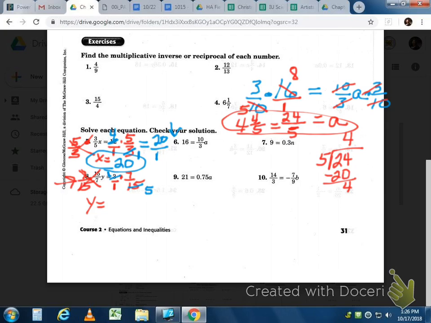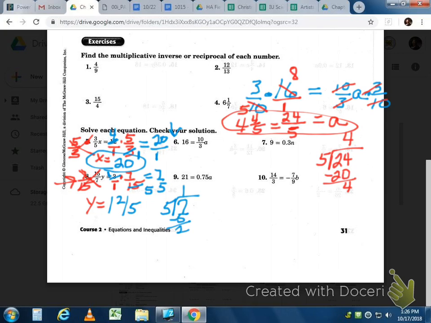Multiply straight across, and what do I get? 7 over 5. And is 7 over 5 a good answer? No, so I've got to divide. How many full times does 5 go into 7? 1 full time, and then how much is left over? 2. 1 and 2/5.